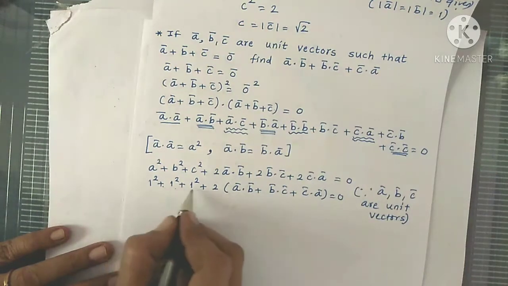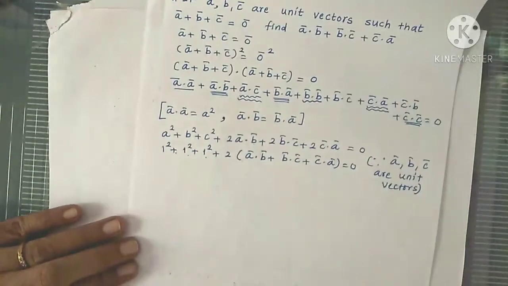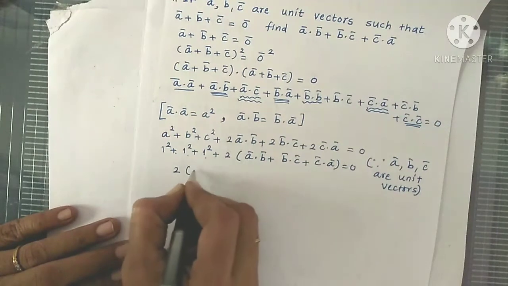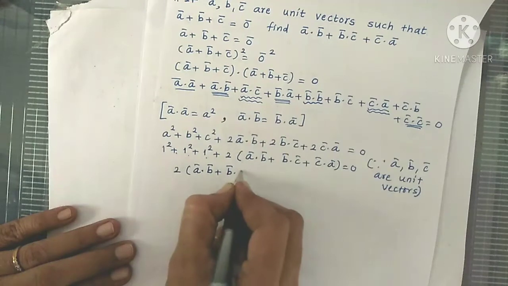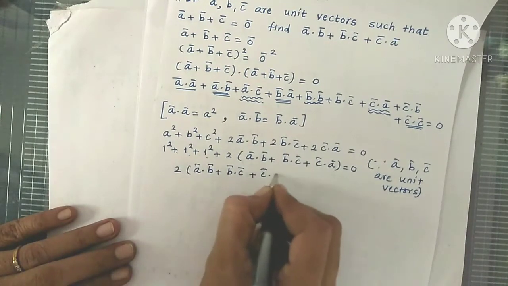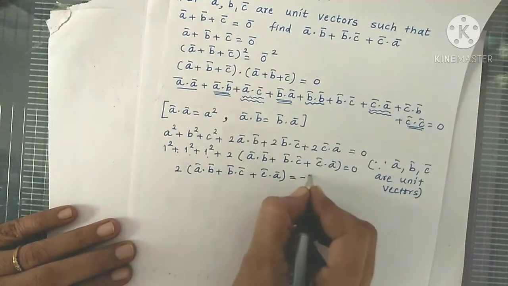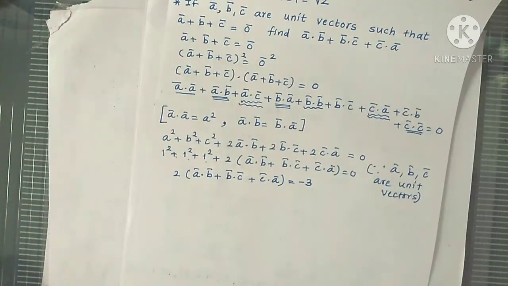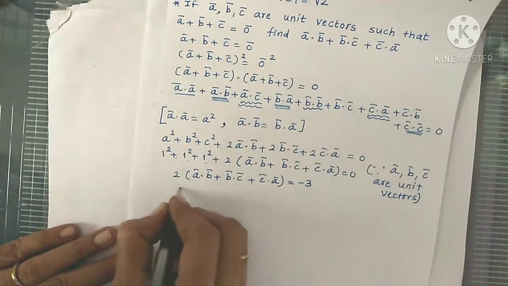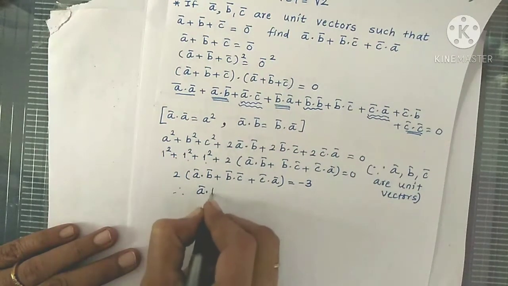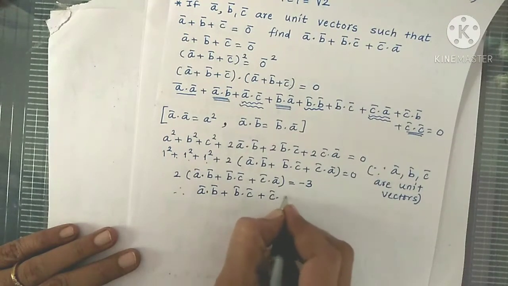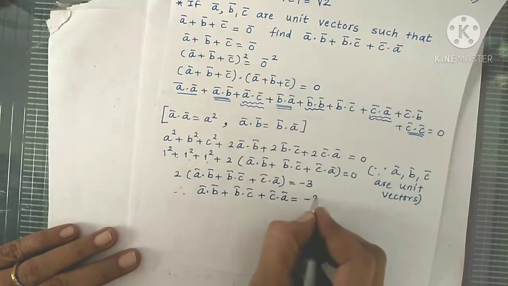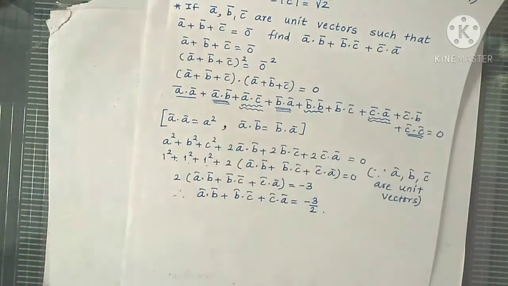Now this 1 plus 1 plus 1 gives us 3. And writing that term to the right hand side, we get 2 into bracket a bar dot b bar plus b bar dot c bar plus c bar dot a bar equal to minus 3. And to find the value of the bracket, let's divide by 2. Therefore, this bracket a bar dot b bar plus b bar dot c bar plus c bar dot a bar equal to minus 3 by 2. That is the required answer.